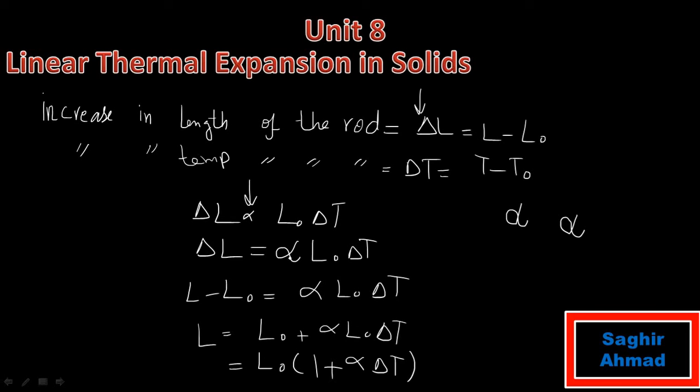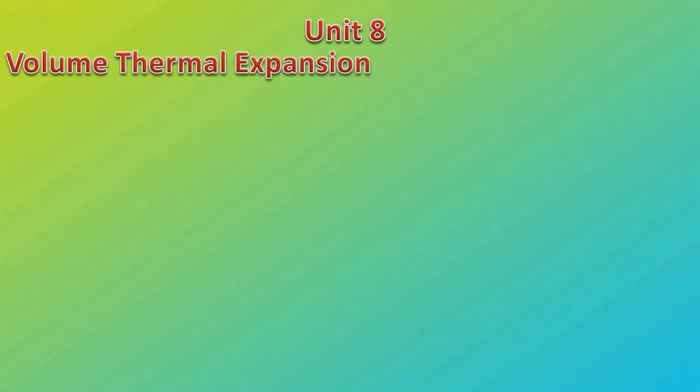Here alpha is the coefficient of linear thermal expansion of the substance. You can calculate it from this equation. Alpha is equal to del L on the left side, and these terms are multiplying with alpha, so they will be divided, and we get alpha is equal to del L over L naught del T. This is the required form of alpha, or the coefficient of linear thermal expansion. And now our next topic is volume thermal expansion.